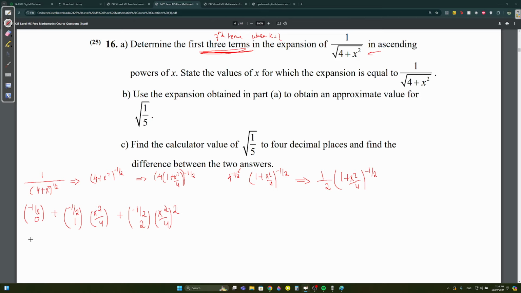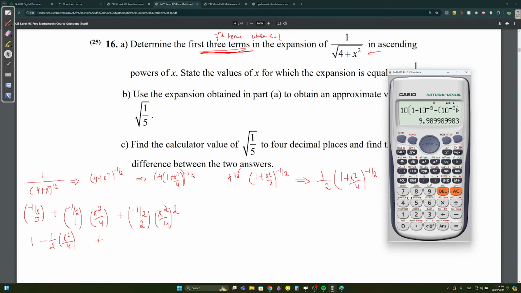Minus half C0 is 1. This is minus half times x squared over 4. And this is going to be minus half C2. It should be a positive number, I think. Minus half, okay. Minus half minus 1 over 2 factorial, which is just 2, okay? You get 3 over 8, yeah. 3 over 8. X squared over 4 squared is x to the power 4 over 16, okay?